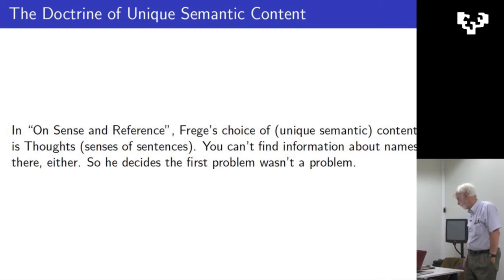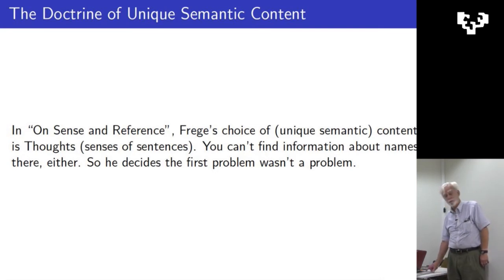So in On Sense and Reference, Frege's choice of unique semantic content was thoughts, senses of sentences that are built up out of the senses of the parts of sentences. You can't find information about names there either. Well, maybe you can if you're talking about names, but not in just an ordinary sentence that uses names. So he decides, a little less straightforwardly, in my opinion, than in the Begriffsschrift, that it wasn't really a problem.